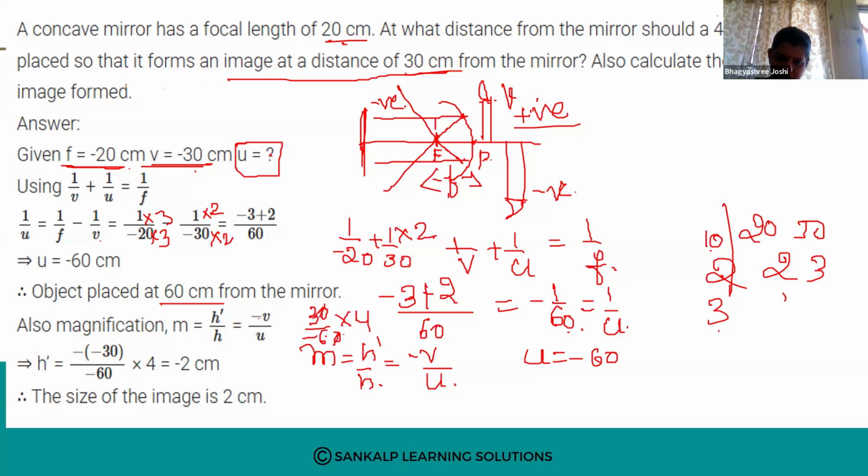So 3 ones are 3, 2 twos are 4, 2 ones are 2. So this is minus 2 centimeter. Size of the image is 2 centimeter. Why? Minus 2 centimeter means here image is formed on the left side, therefore it is negative, but size of the image is 2 centimeter. Okay, this question can be asked for 2 marks. Okay, next.